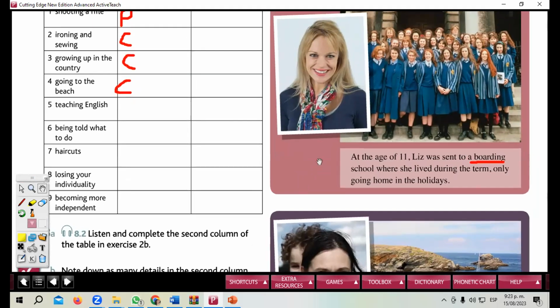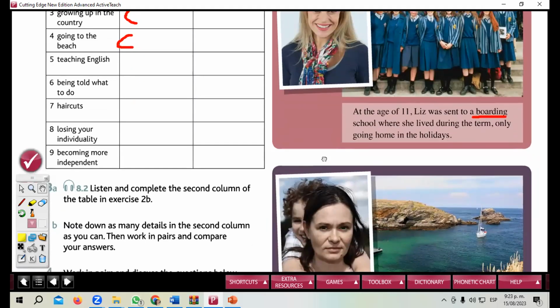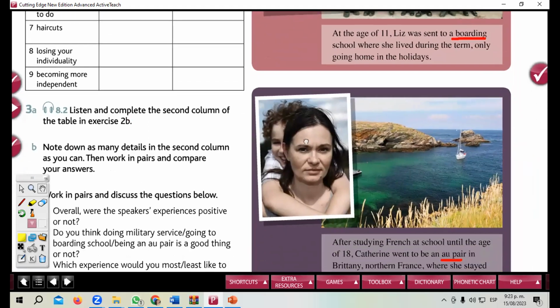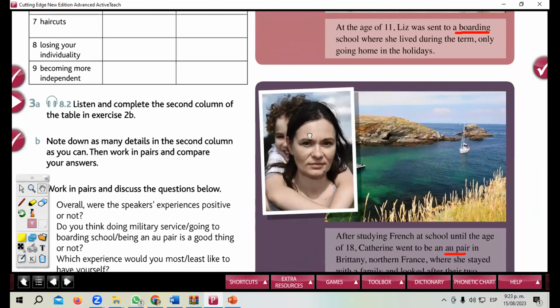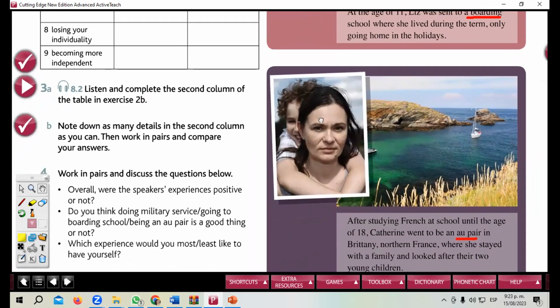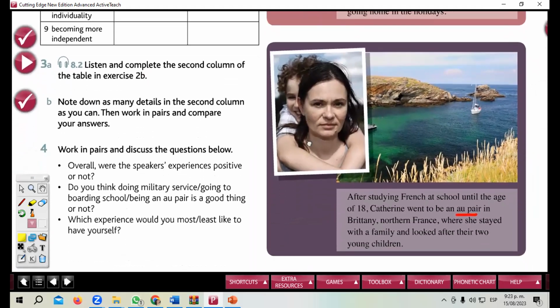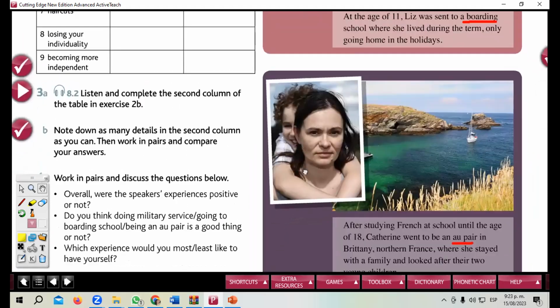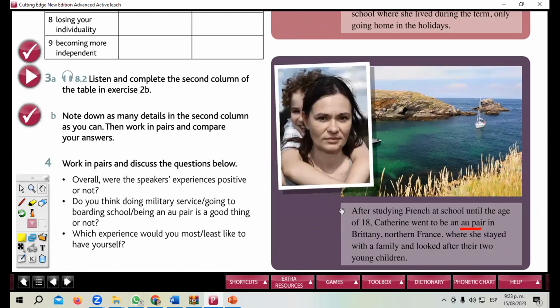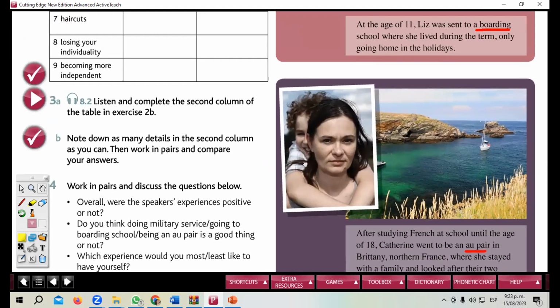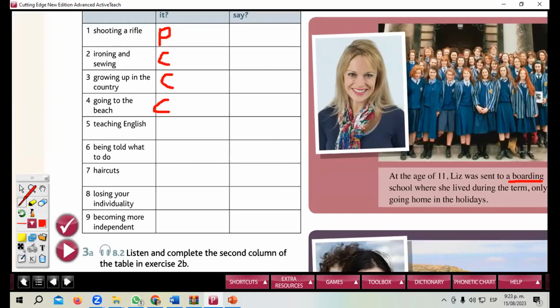Kiara, read situation number 5. Teaching English. Who mentions this, maybe? I think Catherine. Or maybe Liz? All right. Let's say Catherine. We will correct later, okay? So we have a lot for Catherine.